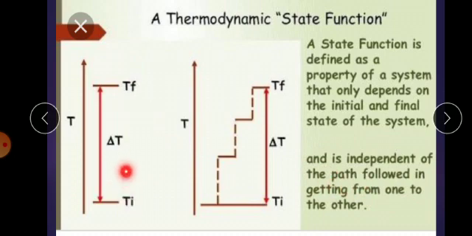Suppose you are traveling from one place to another, from initial to final. You can choose a straight line, or sometimes you can choose a different pathway, isn't it? So you can choose a different pathway or a straight line. This is said to be a path function. The state function does not depend upon the path function. The path may differ, whether you go the straight way or sometimes a different pathway. It doesn't matter for the state function. So it is independent of the path followed in getting from one state to another. This is known as a state function.